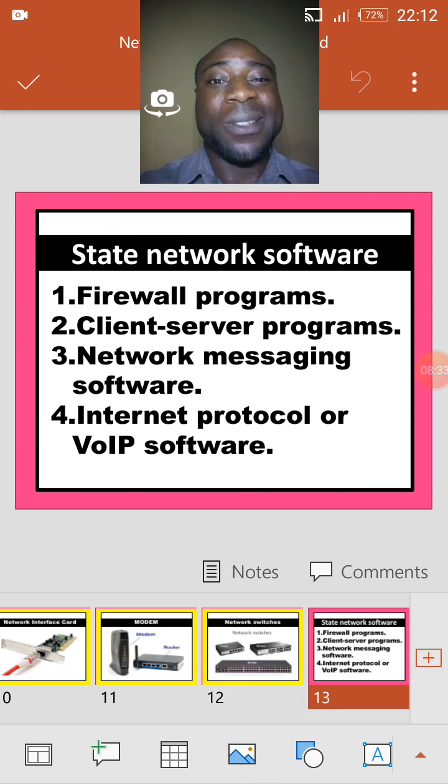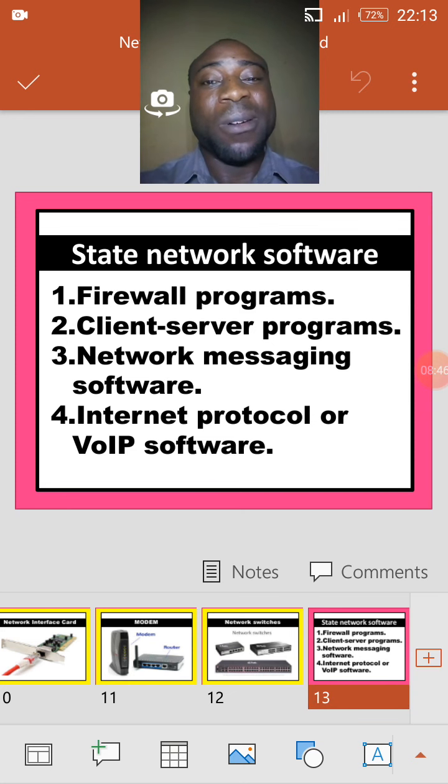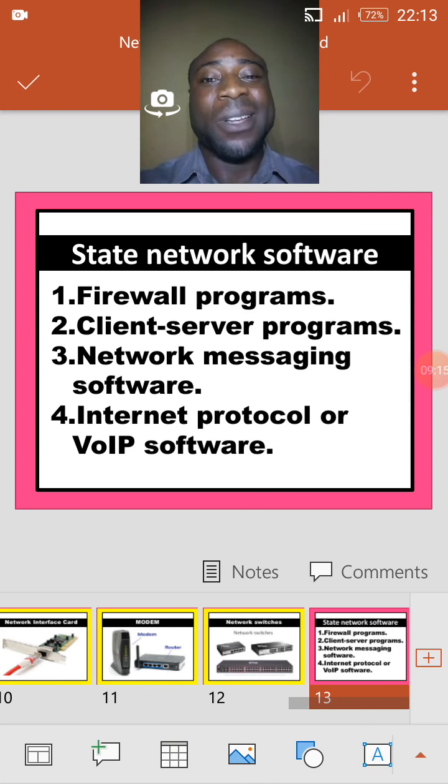Alright, then the third one is network messaging software. Like all these messages that we always send online, there is a software that controls that. Then we have another one, internet protocol or VoIP software. Just like you have an admission number when you enter the school, and that's the admission number you will use till you finish or complete your education in the same school. So computers too have an address, and that's what we call IP, internet protocol, on the internet. So when you are using maybe voice message to communicate online, maybe like Zoom or like Meet, we are using a software called VoIP, that is voice over internet protocol software.